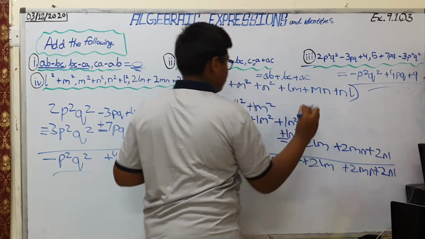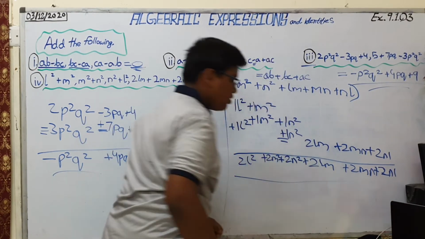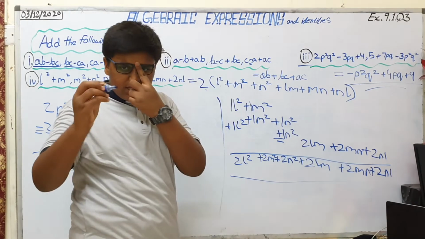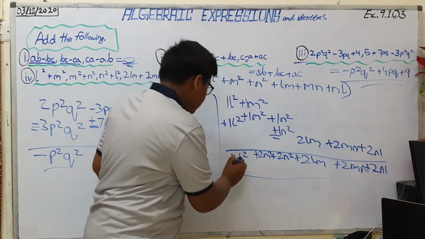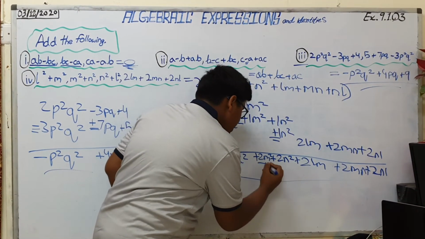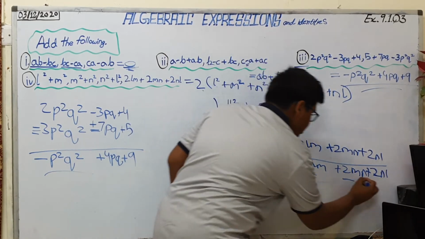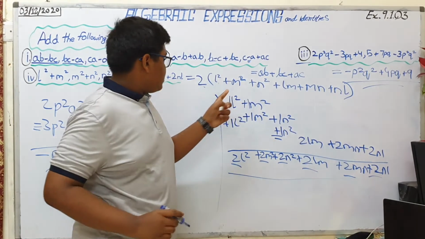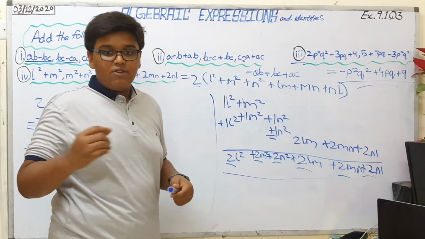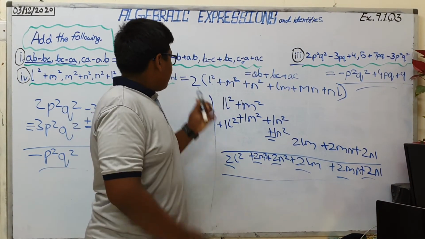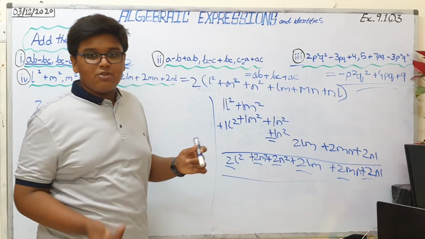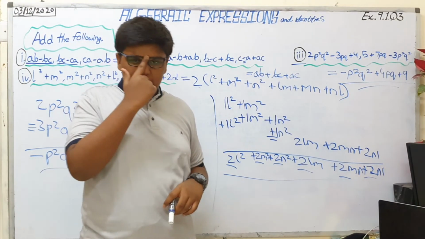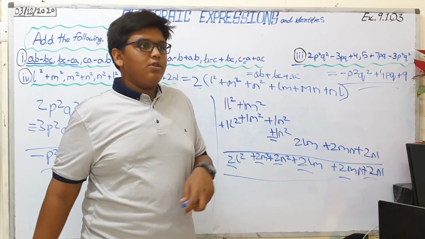We can write it like this and also like this. Why I wrote it like this was that in each term we have the constant 2: here 2, here 2, everywhere 2. So I wrote it outside the bracket so that it could be easy and not confusing. So we added all this, and now we are going to go on to the next question.